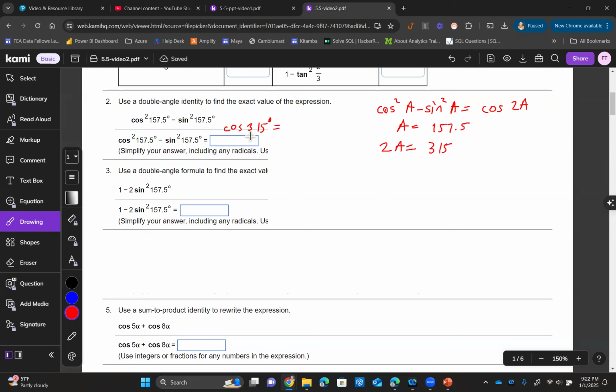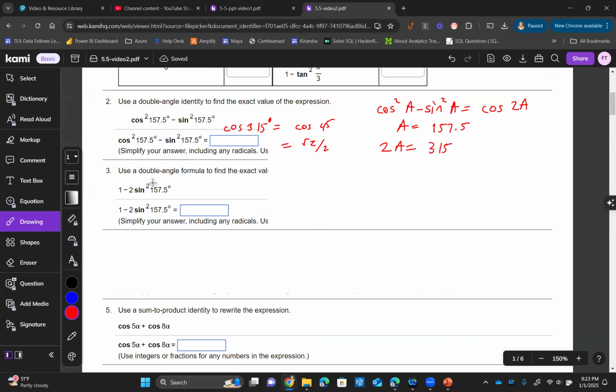So to find the cosine of 315, I need to find the reference angle. So the reference angle for 315 is 360 minus this, which is 45. So that's equal to the cosine of 45. And cosine 45 is root 2 over 2, and that's how we answer number 2.